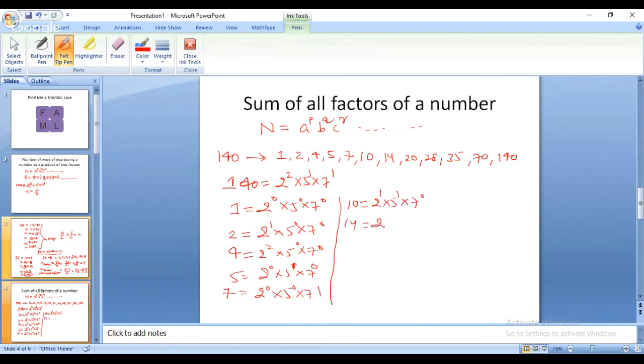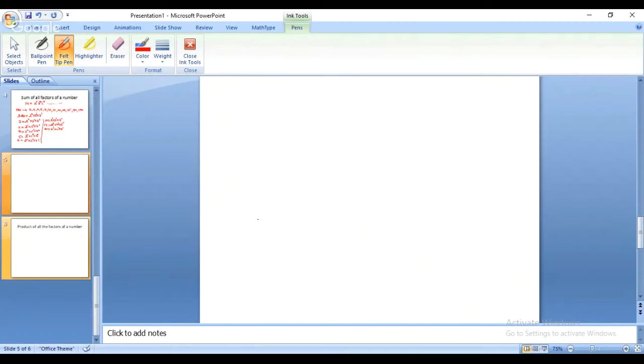We will keep on moving with these formulas. This will be 2 to the power 1, 7 to the power 1, and 5 to the power 0. This will be 5 to the power 1, 2 to the power 2, and 7 to the power 0. So we'll keep on moving like this. So what are we getting? We had seen in the number of factors formula that the number of factors was presented in 2 ways. So we will write the formulas in this way.